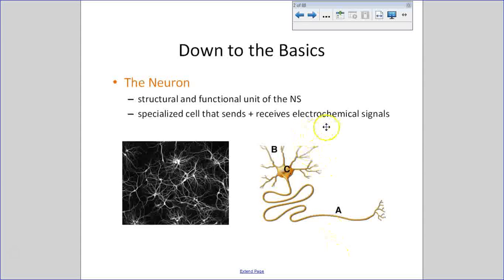So the message that travels through our nervous system is electrochemical. That implies there's an electric part and a chemical part. And we'll get into more detail about how the message actually passes along the neuron later on in our classes.